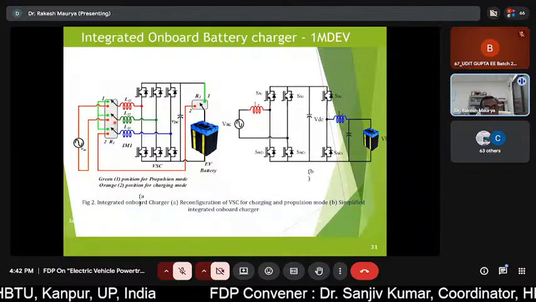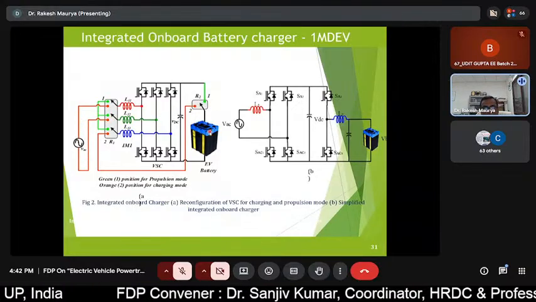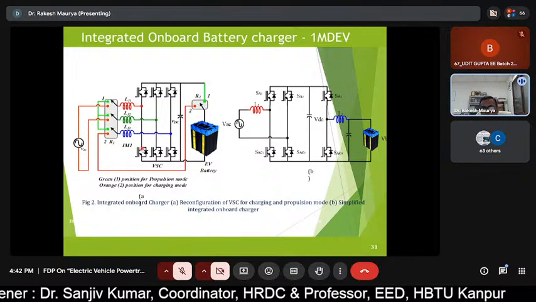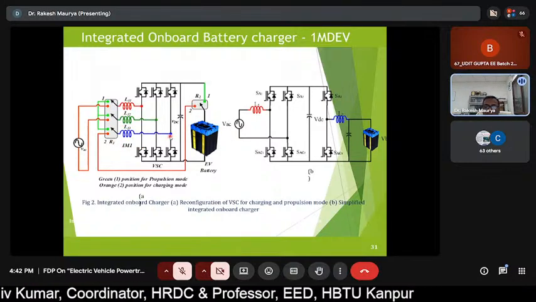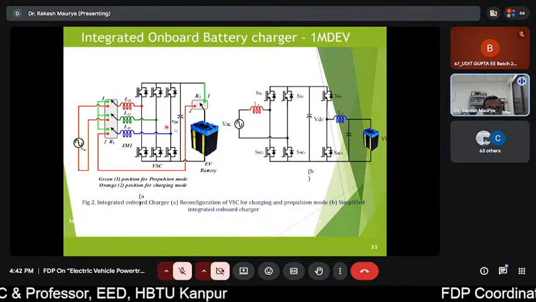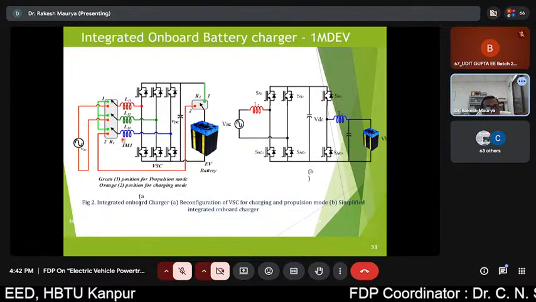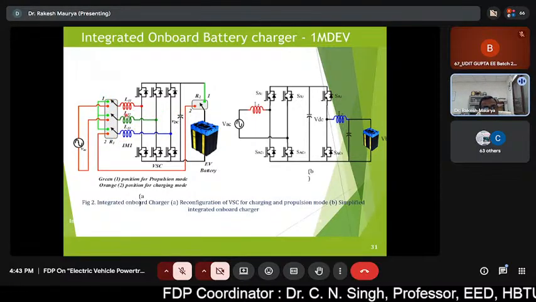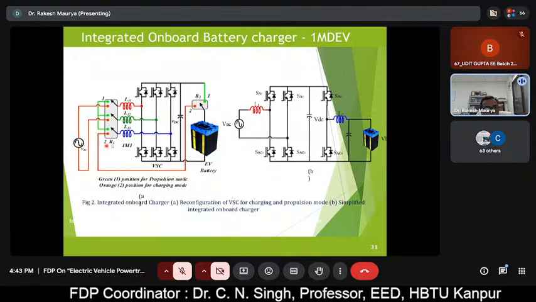And whenever you flip to position number 1, then the battery provides energy to the motor, and the motor is driving on the road. So during the propulsion mode, when the vehicle is running on the road, it is at position 1, and whenever charging is required, you have to shift to position number 2.